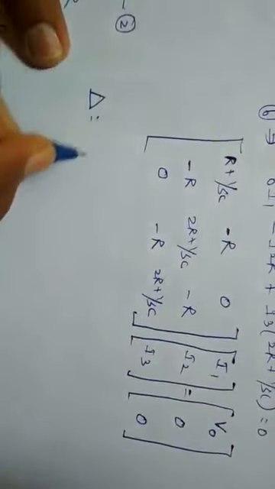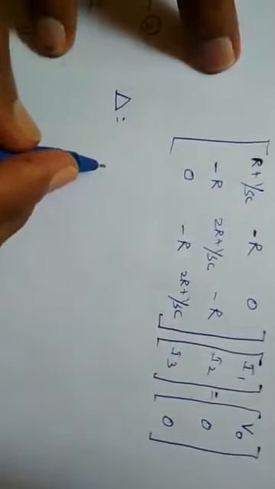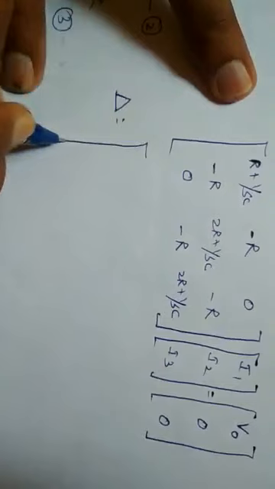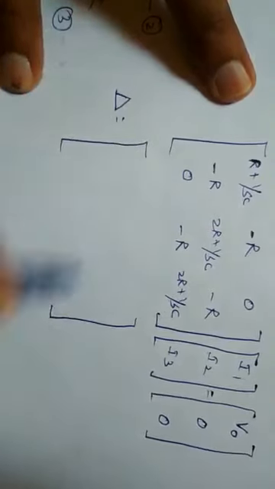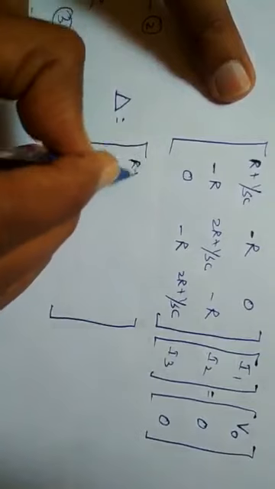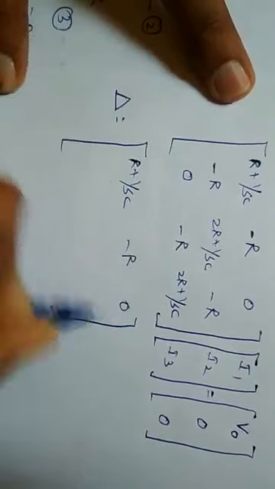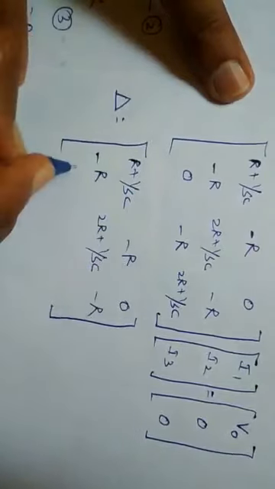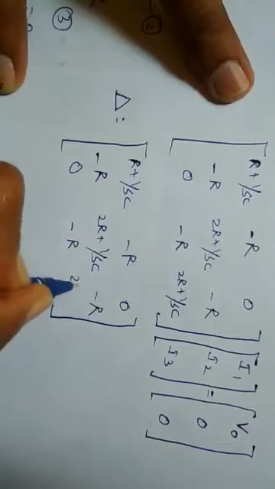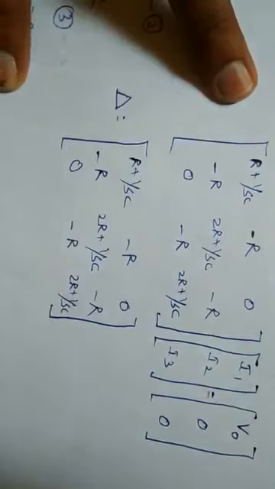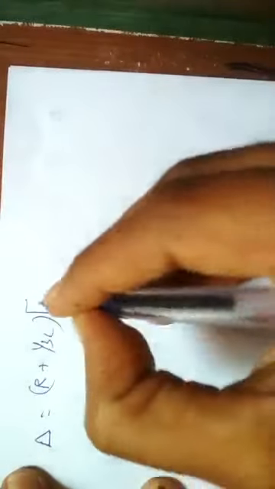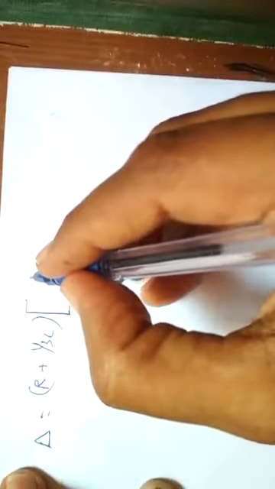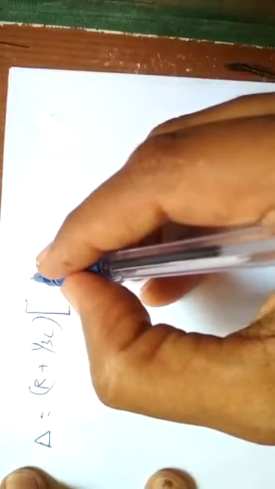And from this the del, the total value of these current values, can be calculated by considering only these matrix values: R plus 1 by SC, minus R and 0; minus R, 2R plus 1 by SC, minus R; 0, minus R, 2R plus 1 by SC. Then del becomes R plus 1 by SC into this 2R plus 1 by SC.